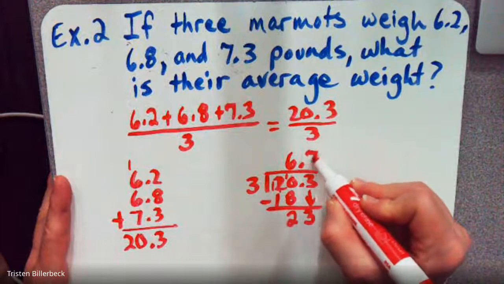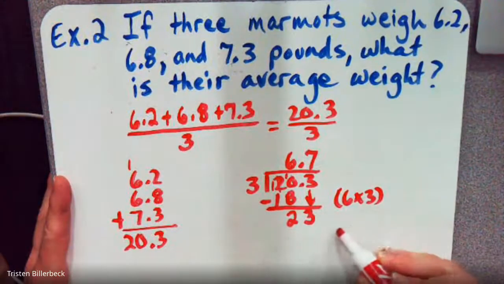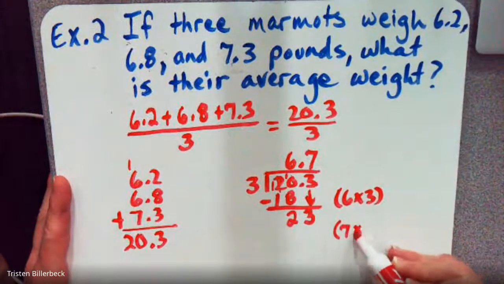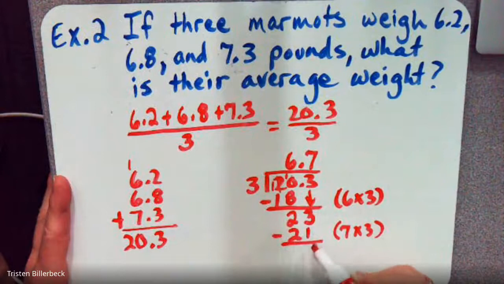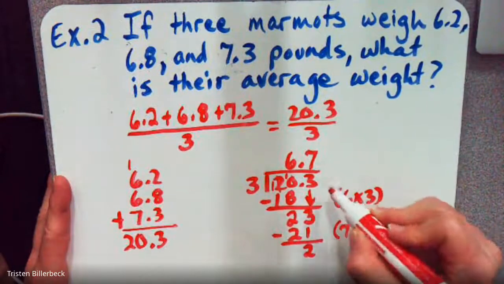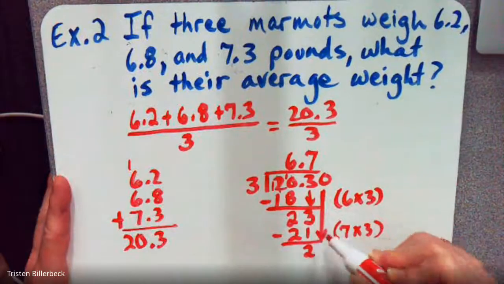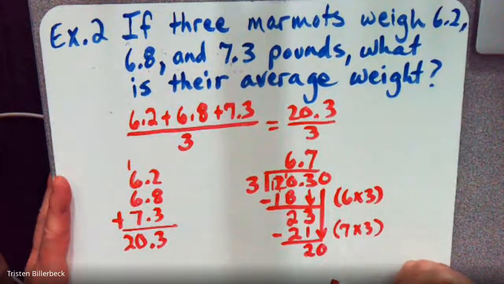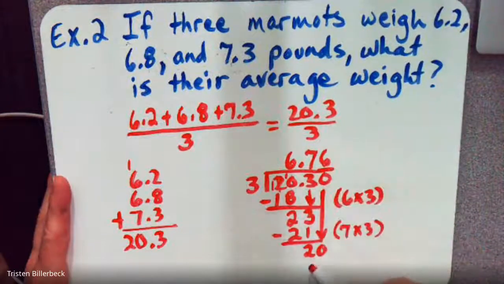We know that there are 7 3's in 23. So this is 21. When we subtract, we get a 2. And since we don't have a 0 for a remainder, we drop another 0 down. So we have 20. And we know there are 6 of those. So we end up getting 6 times 3 again, which is 18.